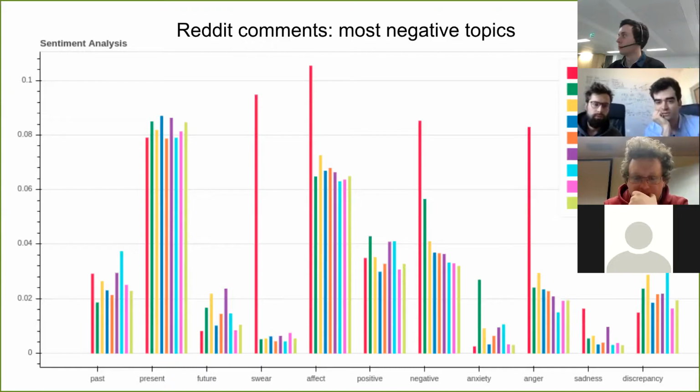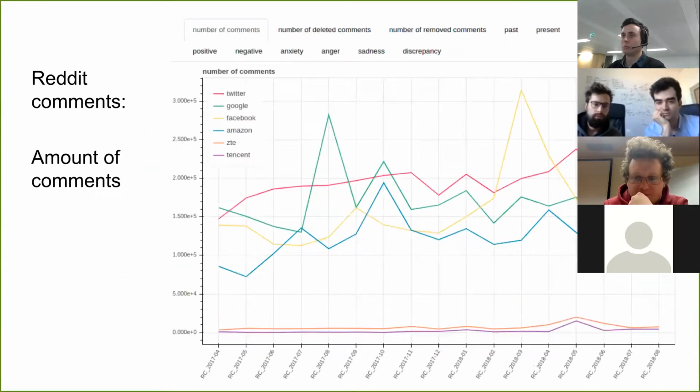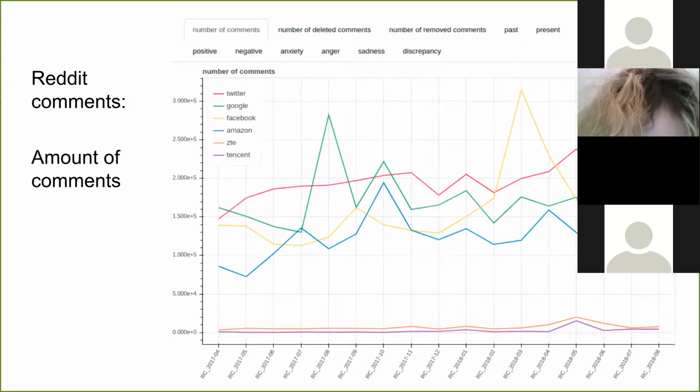We also can see these sentiments along the months, and so we have made this visualization, which is not as beautiful as the one in the web page, but it will look like it at some point, but it's not yet there. We can choose the different sentiments and look at them over time.